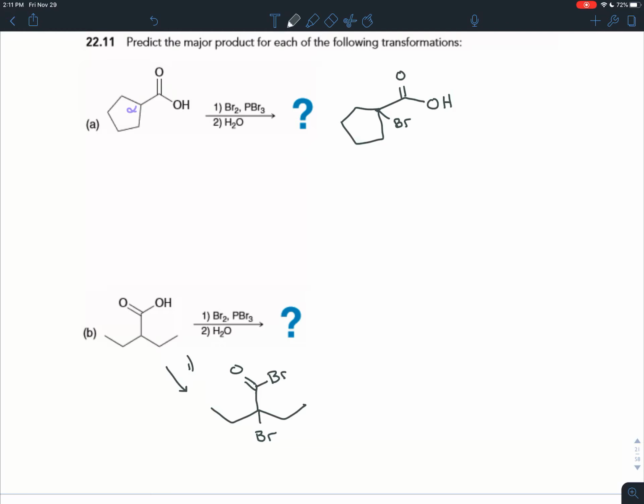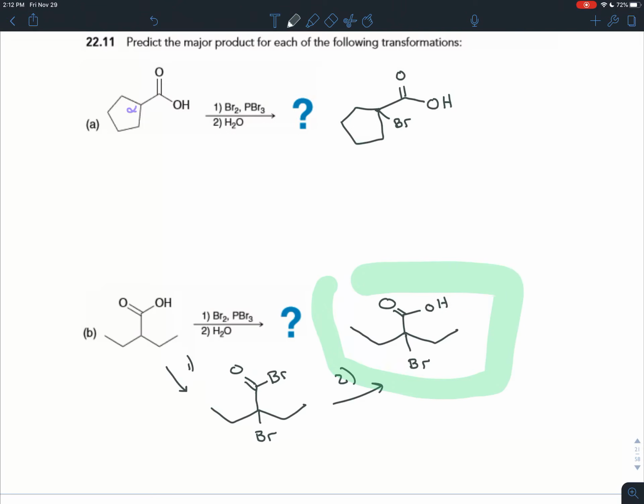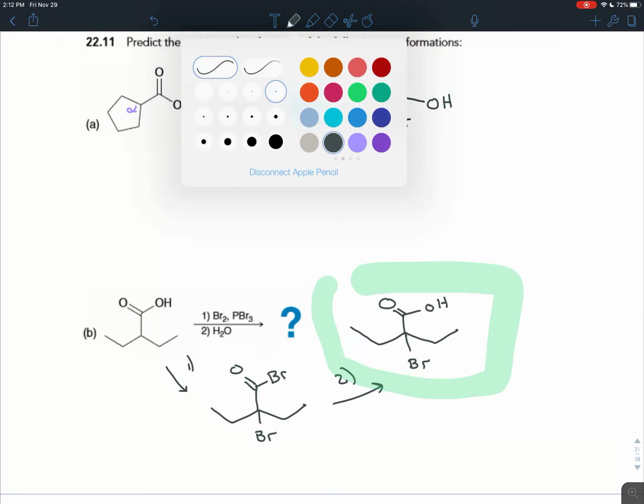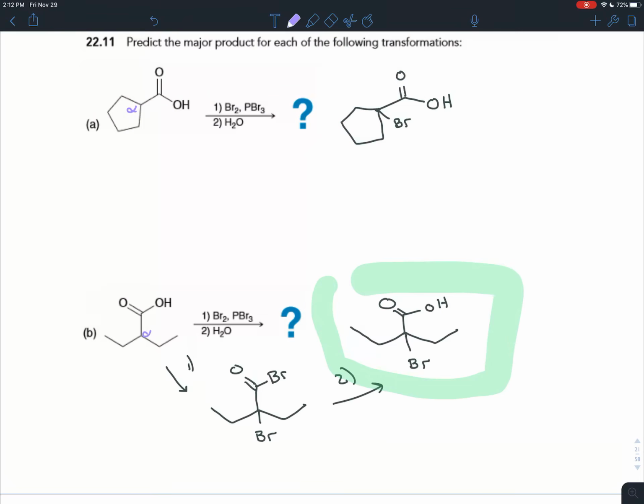That's the first step. With the second step, when you add water, you just do a nucleophilic acyl substitution reaction that recreates the carboxylic acid. And so that is that product. This right here. You really just add a bromine on the alpha carbon. So that's the carbon right next to the carbonyl carbon.